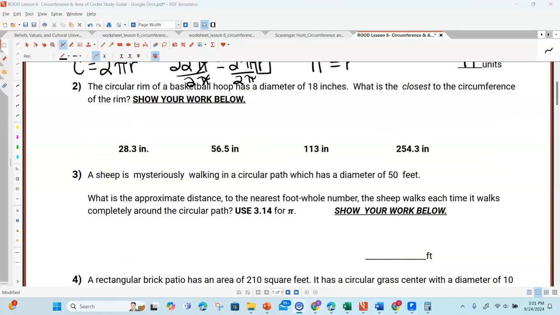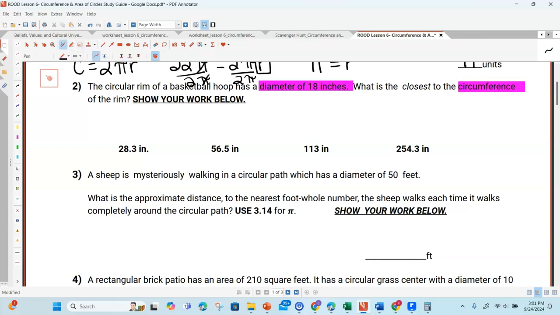Okay, number 2, we're looking at a circular rim of a basketball hoop that has a diameter of 18 inches. What is the closest to the circumference of the rim? We have multiple choice here. Which one is going to fit closest to the circumference? We're looking for the circumference.